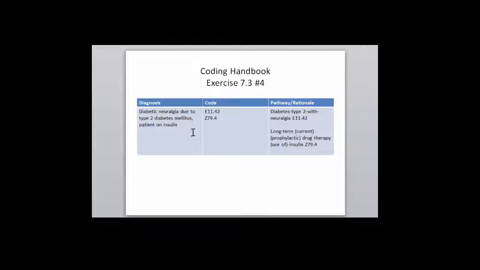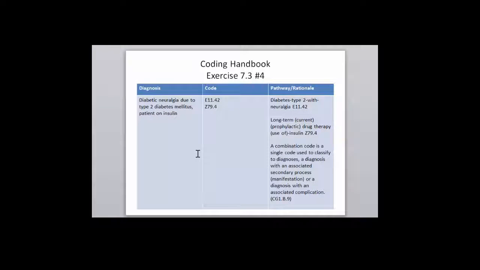Neuralgia due to diabetes, patient on insulin. And here's the guideline that I've chosen to go with this particular diagnosis, and that would be the combination code, Coding Guideline 1B9, which is the same one we had used earlier. You know what I'm expecting.